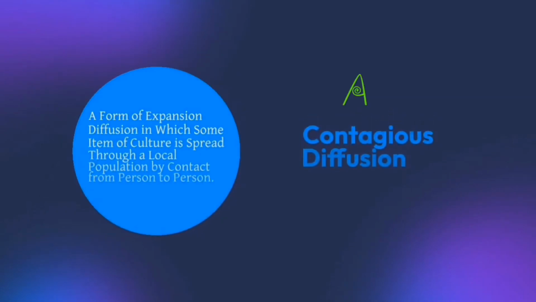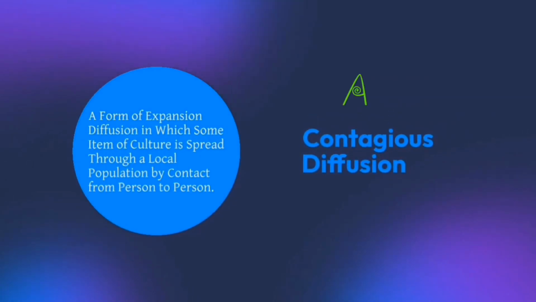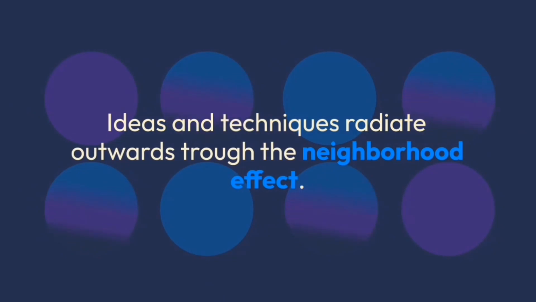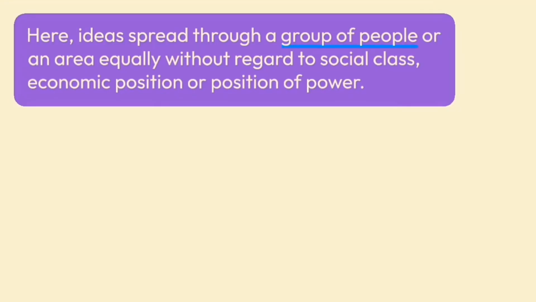A. Contagious diffusion, a form of expansion diffusion in which some item of culture is spread through a local population by contact from person to person. Ideas and techniques radiate outwards through the neighborhood effect. Here, ideas spread through a group of people or an area equally without regard to social class, economic position, or position of power.